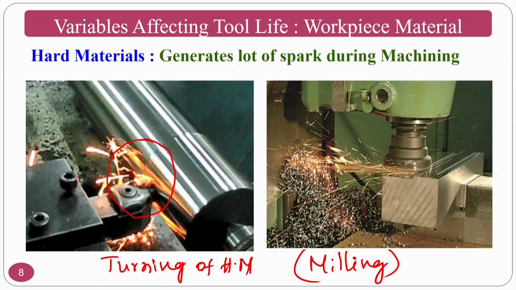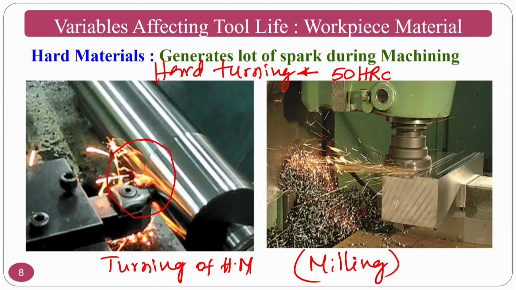If normal milling is done on cast iron or something, this won't come. But whenever you are going to use very hard workpiece materials, there is another term, called hard turning. Normally people say hard turning. Hard turning is where the workpiece hardness is above 50 HRC, that is the Rockwell hardness scale C.